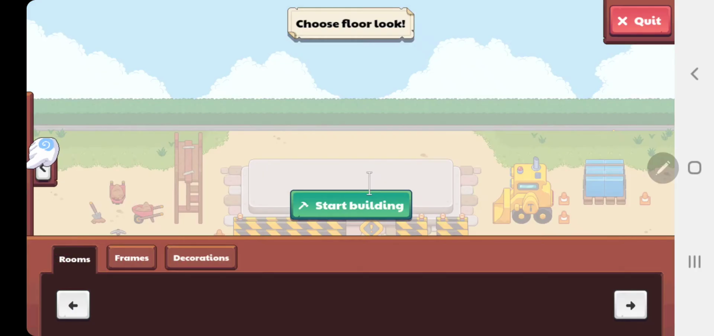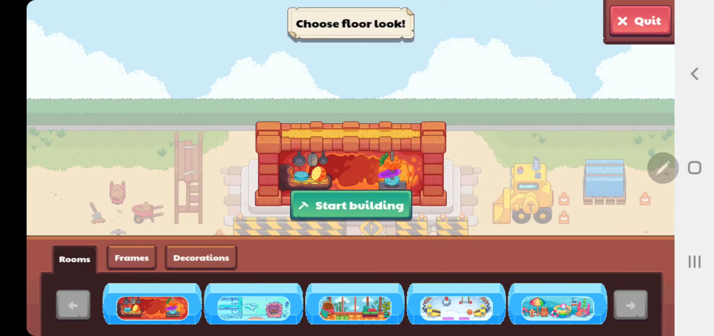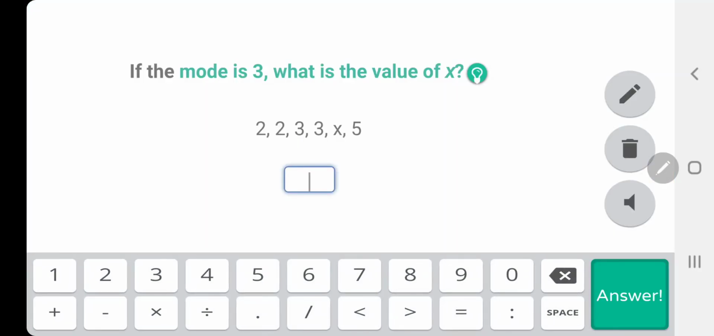So what I'm gonna do is add a floor so I can show you how this works. I'm just gonna put a fire one. So you touch build and it will show you a question. If you answer it right, it will put it to you, and if you answer it wrong, it won't, but it will not do anything wrong.